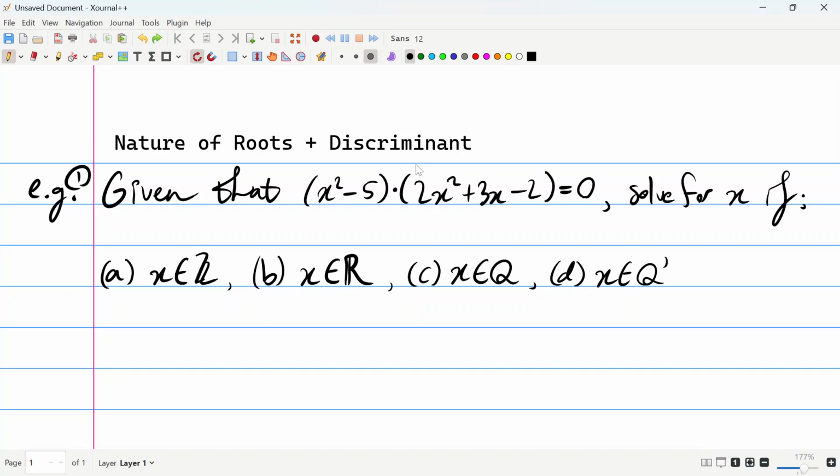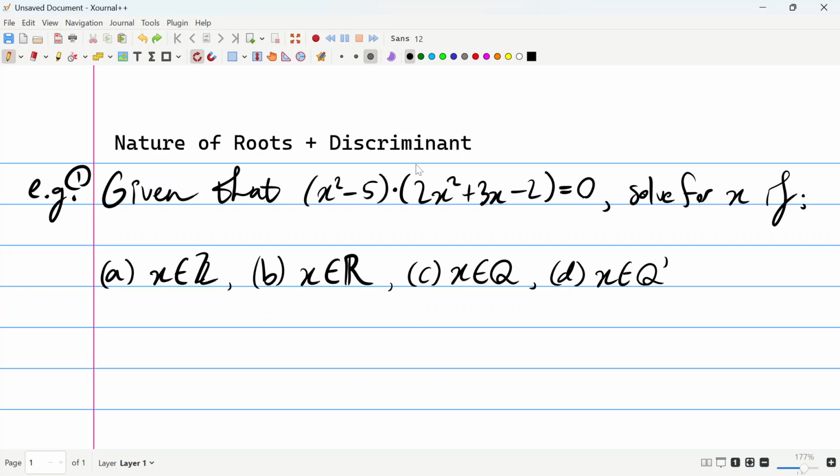Hello everybody. In this video, we are going to be dealing with the nature of roots as well as the discriminant. So we are first going to be talking about what is the nature of roots? What are roots? And why are we discovering their nature?